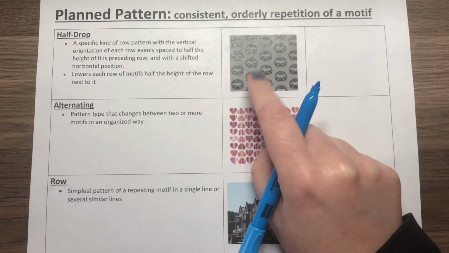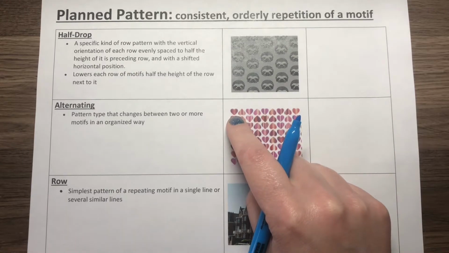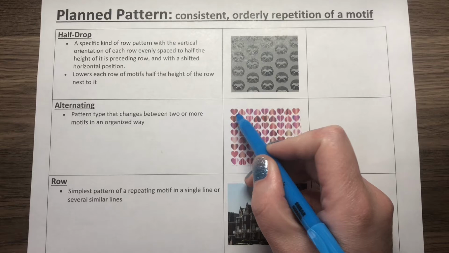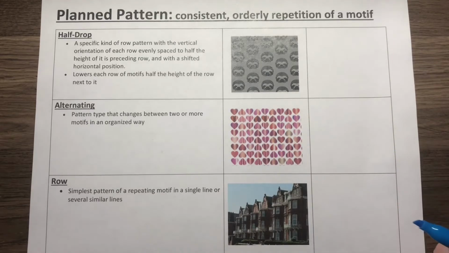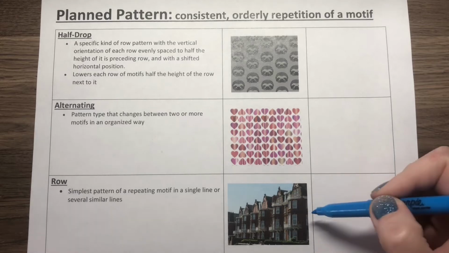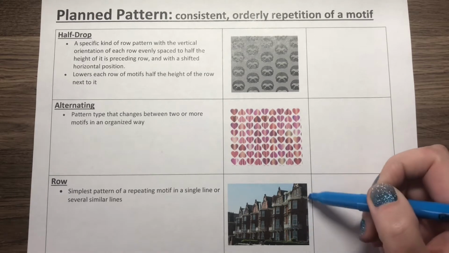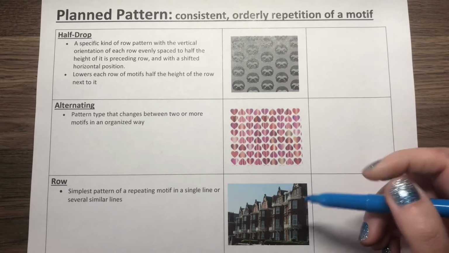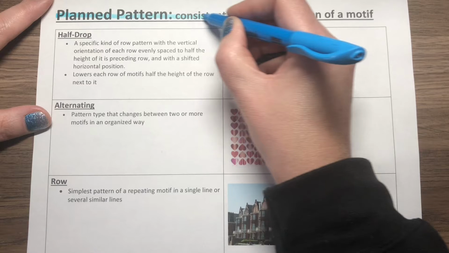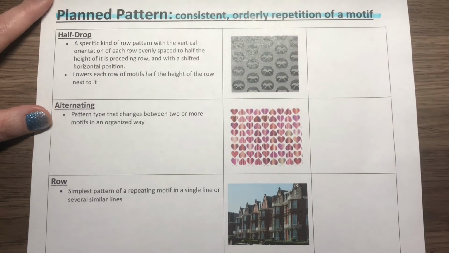So the motif in this artwork would be this little sloth character, and the motif in this one would be a heart that's right side up and a heart that's upside down. So those together would make a motif. Then the motif in this one would be one of the buildings, okay? So planned pattern, make sure you've got it down. Planned pattern: consistent, orderly repetition of a motif.